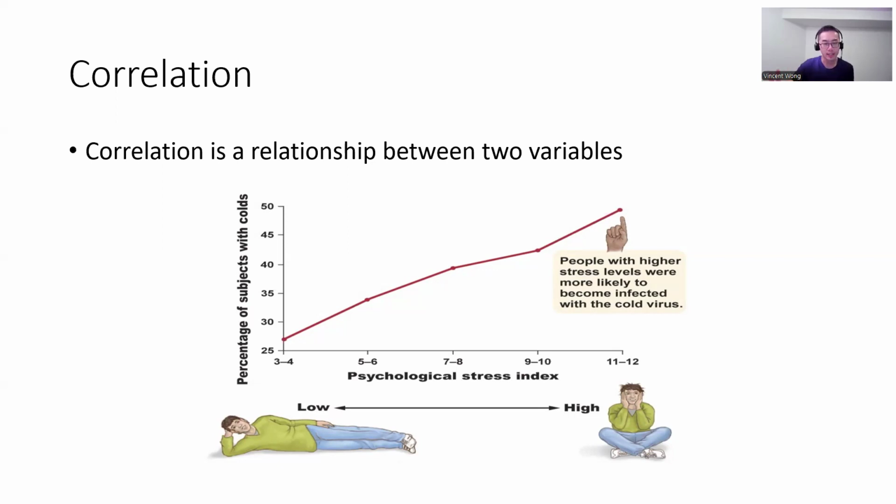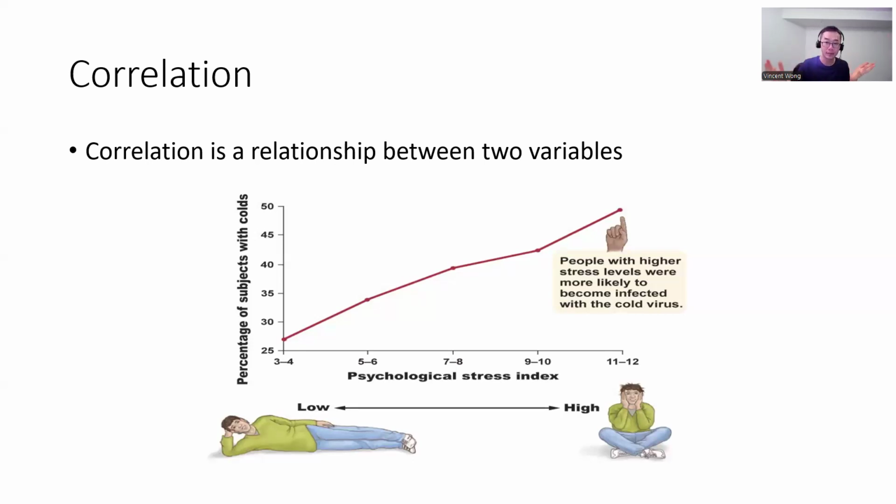In many situations, people are able to identify correlations between two variables. A correlation just means you see some kind of trend between two things. If one goes up, the other goes up. That's a correlation. If one goes up, the other goes down. That's also a correlation. So there's some kind of relationship between two things. According to this graph, if a person is more stressed out, then they have a higher chance of catching a cold. That's a correlation.